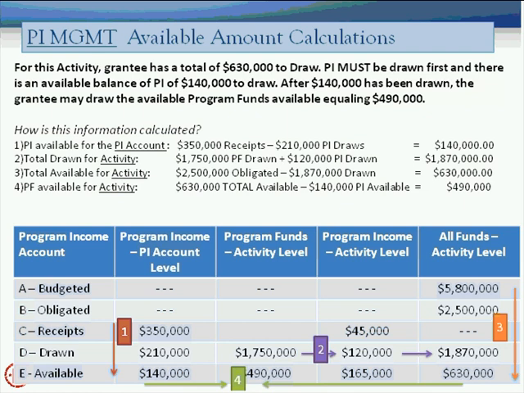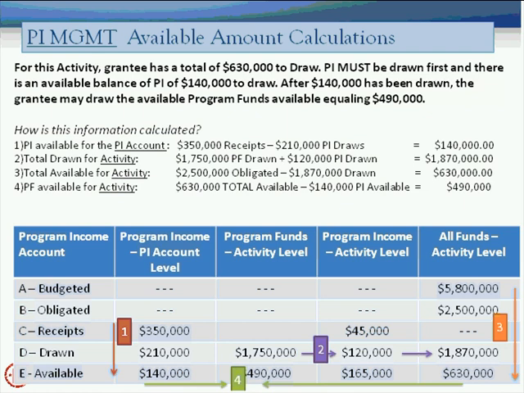So then we're going to use that total drawn, subtract that from the total obligated to come up with my total available balance for this activity. So that's, again, step 3. And so you're going to subtract the 1.87 from the 2.5 million, which gives you $630,000. So then we're going to use that total available at the activity level, of $630,000.